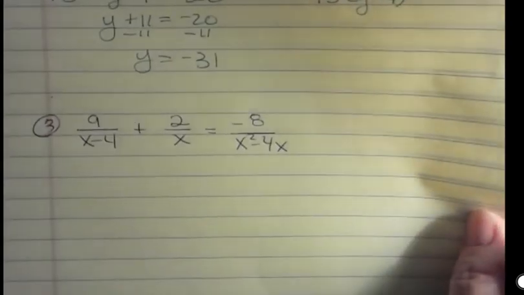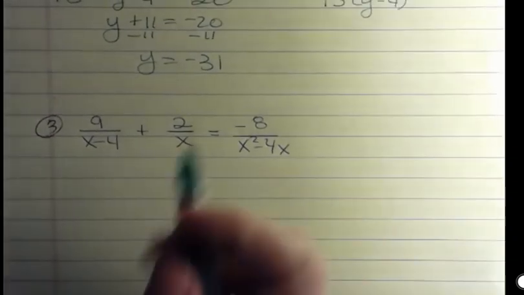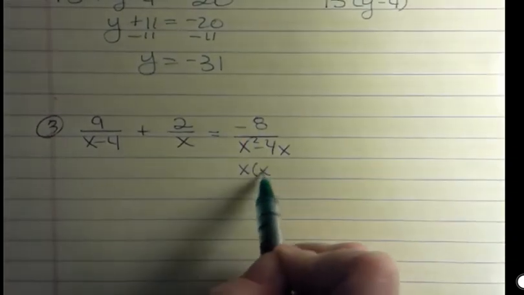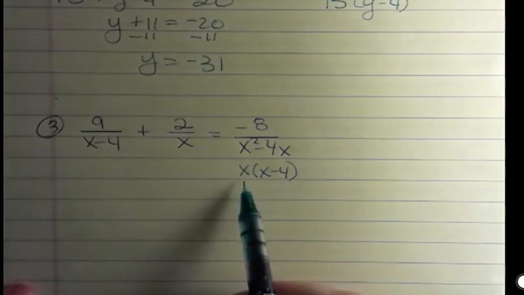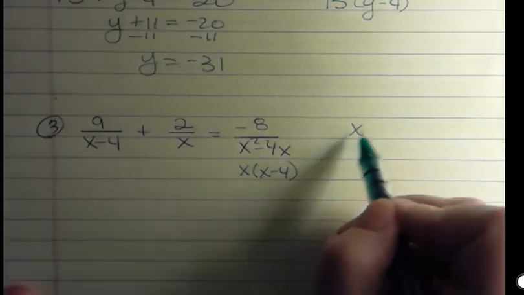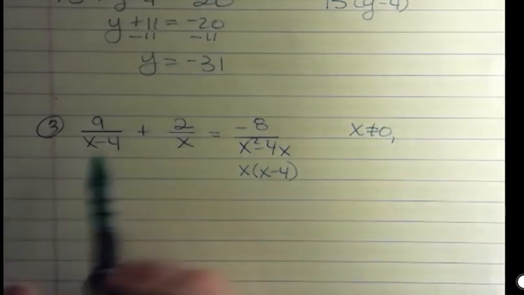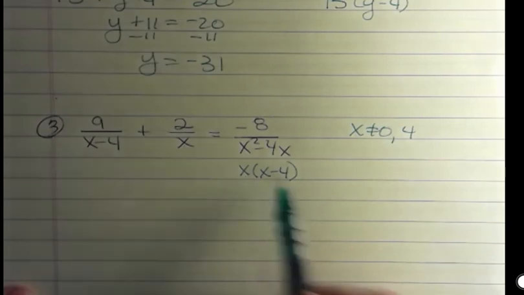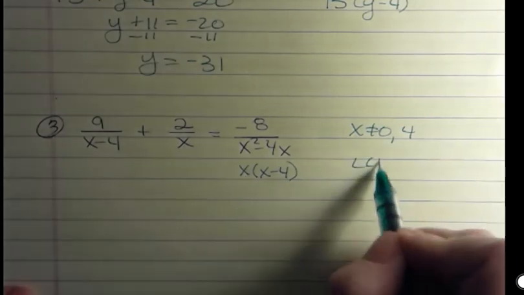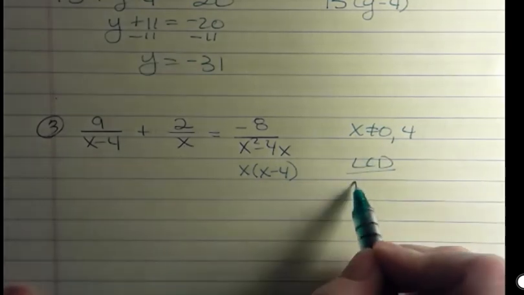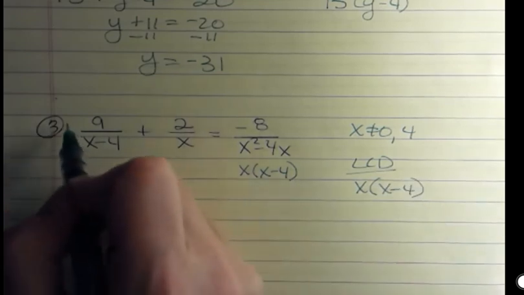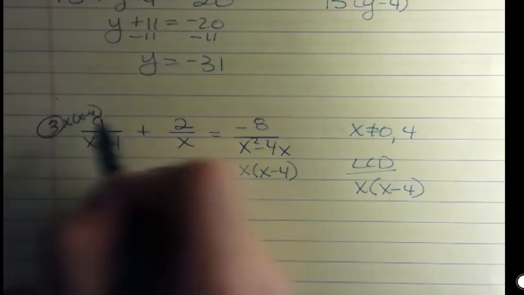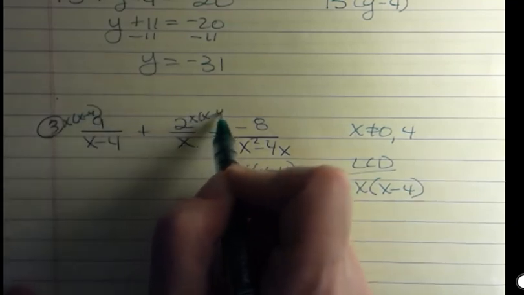Okay, the last one I wanted to do for just kind of helping you find LCD more than anything, but also what's the domain of this? Well, if you were to factor out the x, you'd get x minus 4. And so you can see that I don't have anything new for the domain in here. I can't let x be 0. I can't let x be 4, but that's it. What's the LCD? Well, the LCD is a standalone x and the x minus 4. So I'm going to multiply everything times x minus 4.